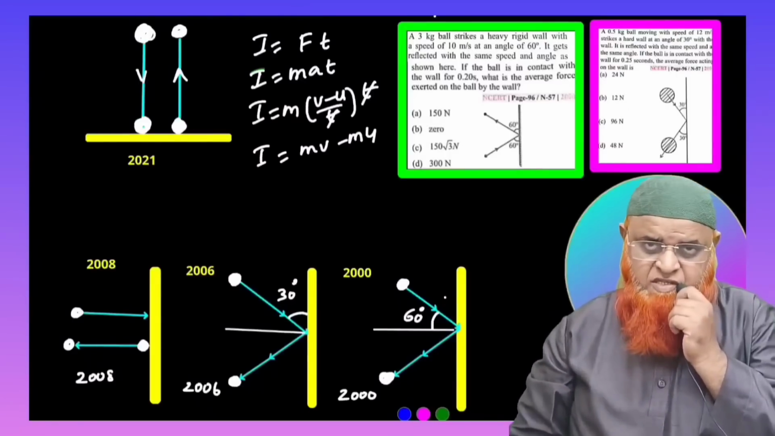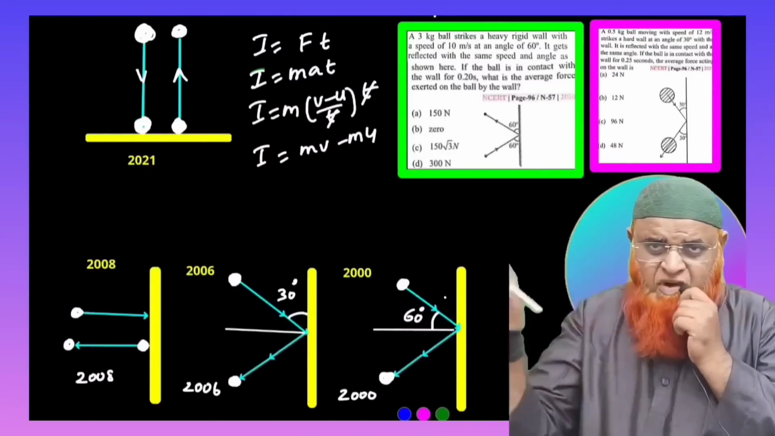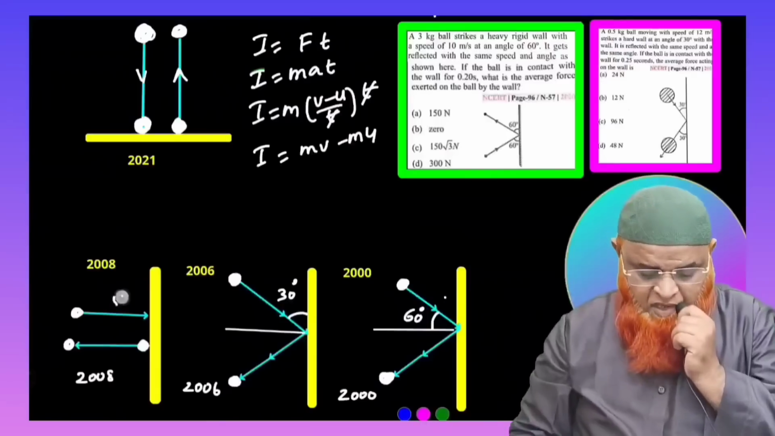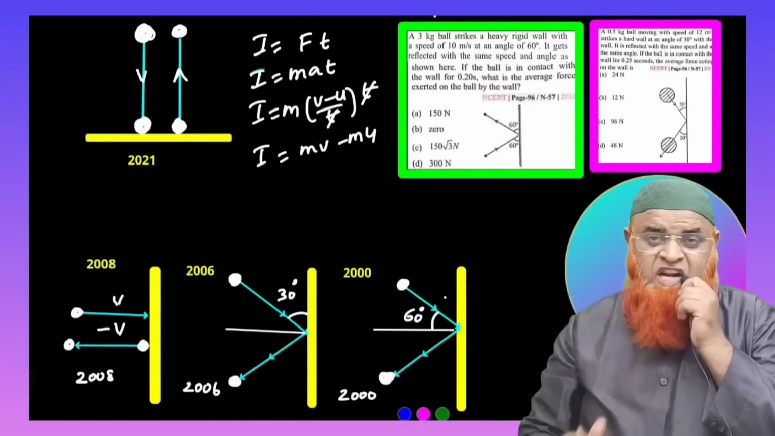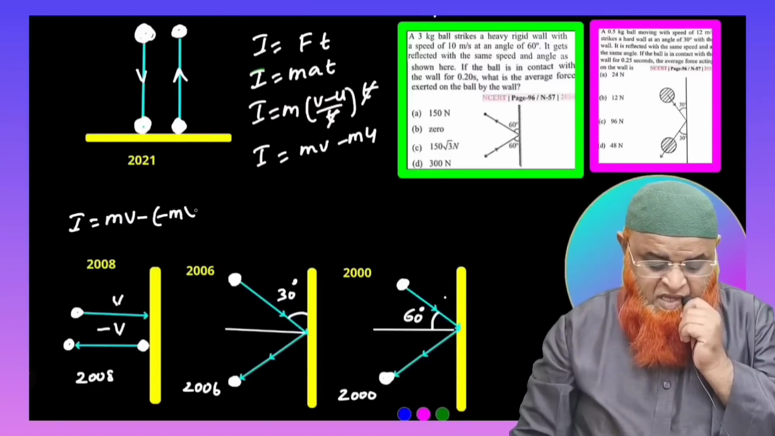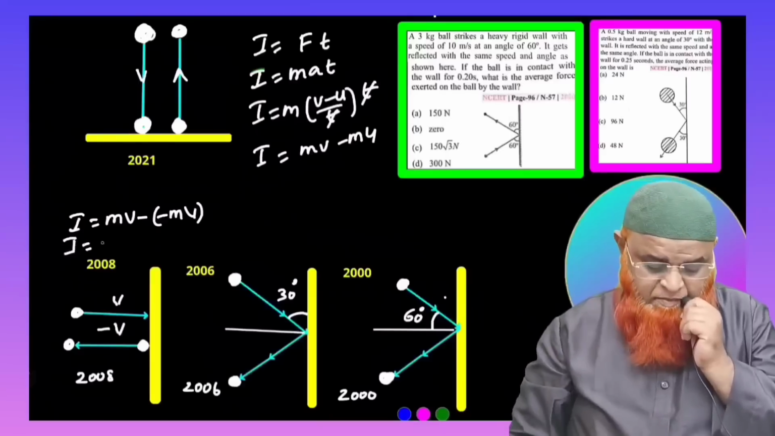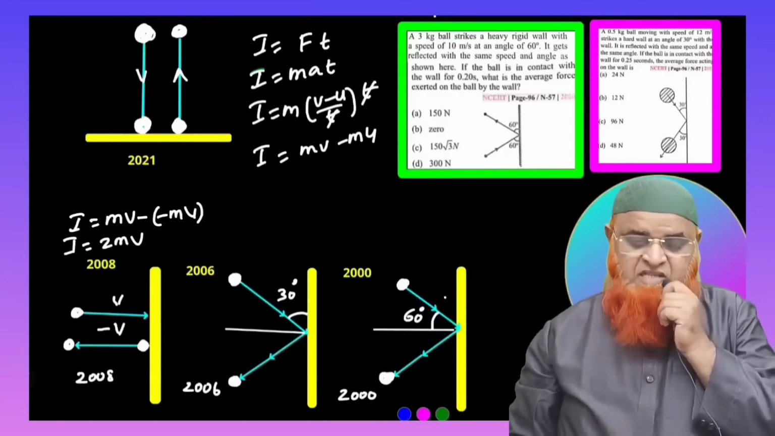Consider the 2008 concept. A ball falls normal to the wall and reflects back. While moving towards the wall, let the velocity be v; while returning after hitting the wall, the velocity is minus v. Therefore, impulse is m into v minus of minus m into v, because it comes back in the opposite direction. So the impulse becomes 2mv. This is the first problem, asked in 2008.